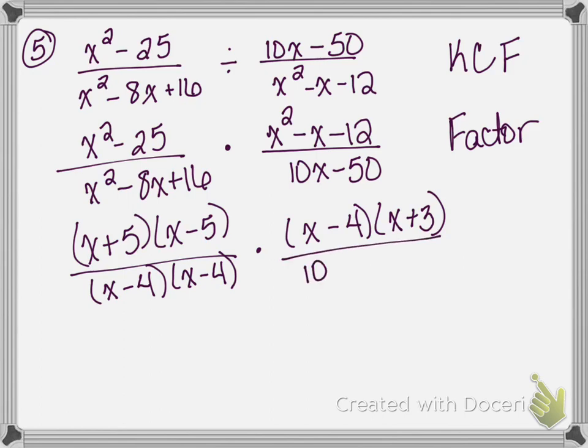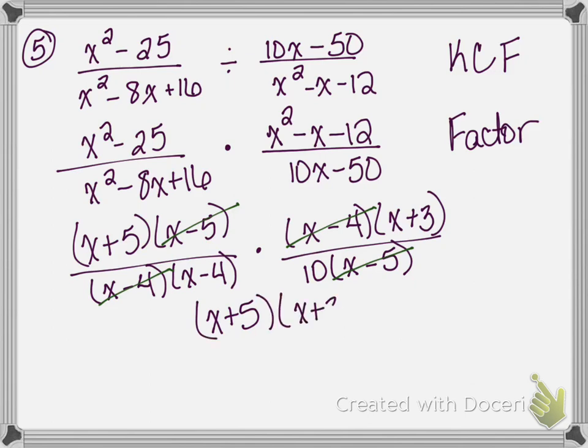And then in the denominator, we factor out a 10, and I'm left with x minus 5. At this point, if it's in the numerator and the denominator, I can cancel it. So I have x minus 5 and x minus 5, x minus 4 and x minus 4. And I think that is it. So my final answer for number 5 is x plus 5 and x plus 3 in the numerator. Then in the denominator, I have 10 and x minus 4. And you do not have to multiply those out. You are done at this point.